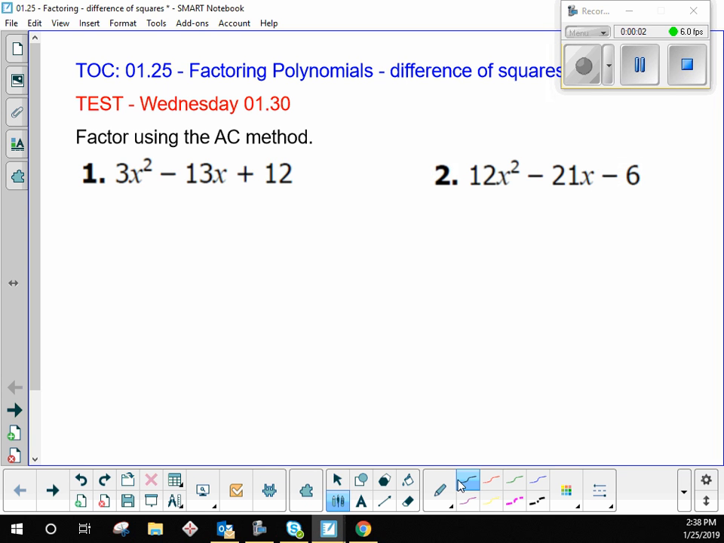Before I talk about the warm-up, I actually want to take a minute and explain one more time why we have the AC method. Because if I show you the explanation of it, it might help you remember the steps. So let's put these things on pause for a minute.